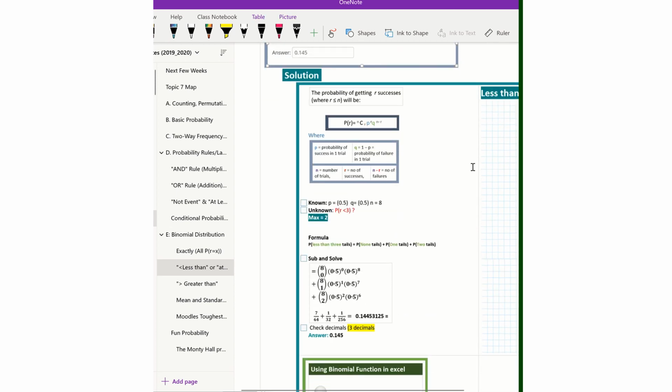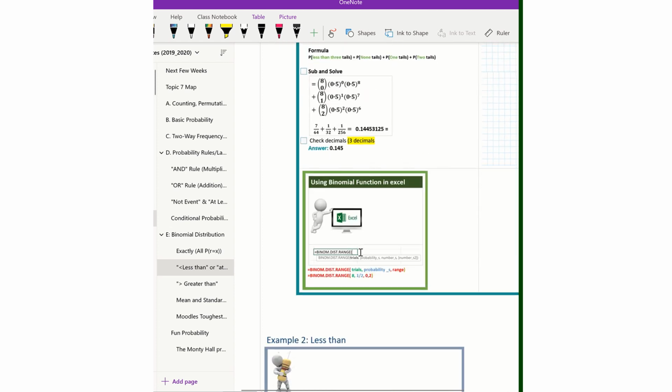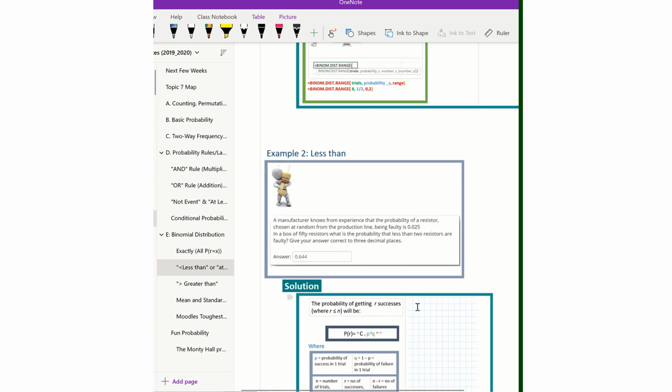You can do this one again by hand using the binomial formula, but I'm just going to concentrate on using Excel in these particular examples. So another example, a less than question. Again, there's a lot of wordy parts to this question. You just need to be able to get to the pieces that you need for the formula.